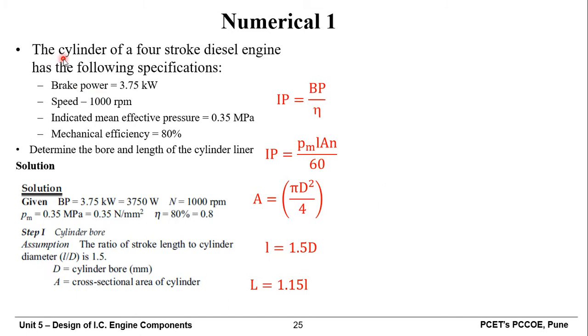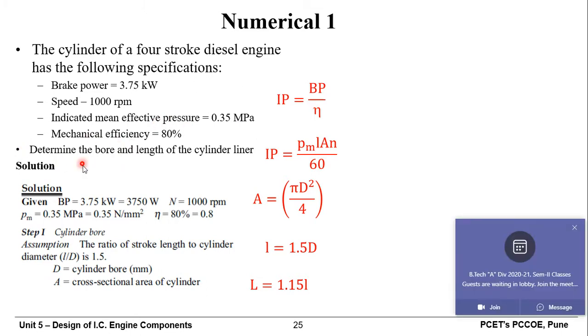So the problem is: the cylinder of a four stroke diesel engine, so the number of strokes is 4, has the following specification: brake power is given as 3.75 kilowatt, speed of the engine is 1000 rpm, indicated mean effective pressure 0.35 megapascal, mechanical efficiency 80%, and you need to determine the bore, that is capital D, and length, that is capital L, of the cylinder liner.